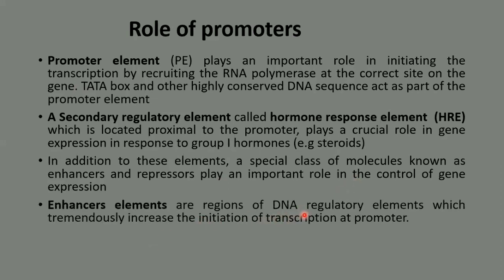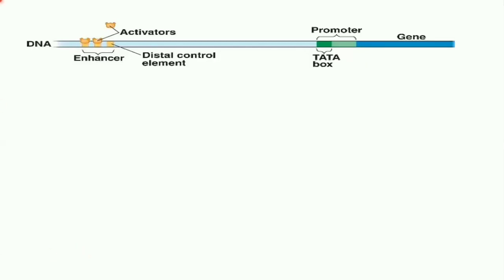Enhancer elements are regions of DNA regulatory elements which tremendously increase the initiation of transcription at the promoter, while the repressor elements decrease the transcription. Here, if you see, this is the gene, this is the promoter site, ahead of which is the proximal element, and this is the distal element, far away from this promoter region. So this is a distal control element, and these are the enhancers.